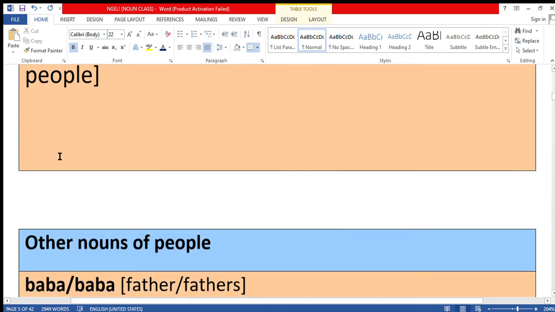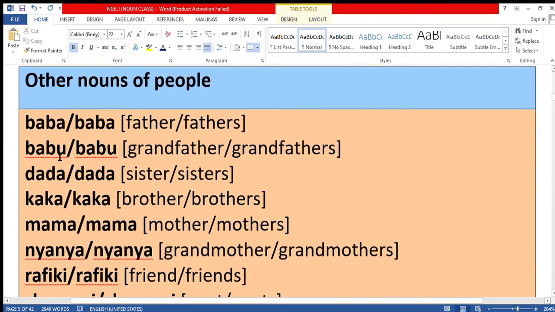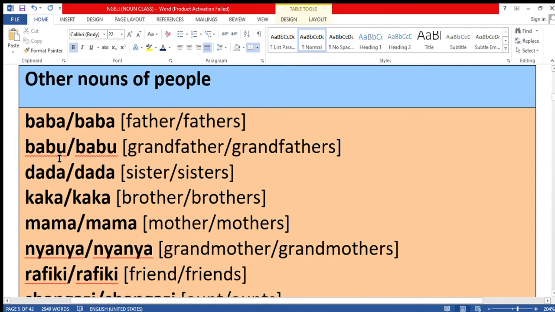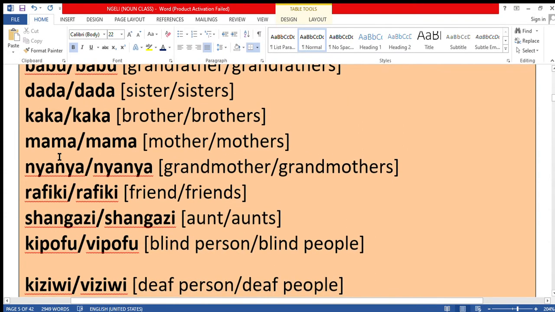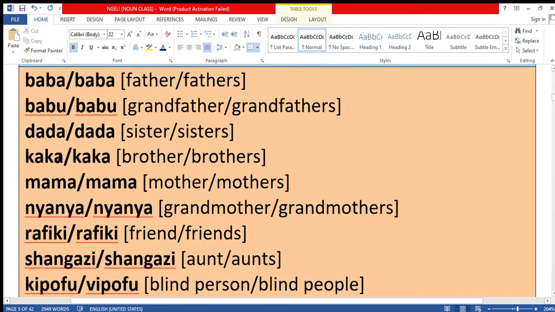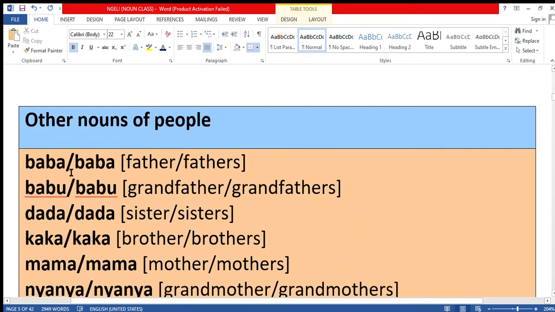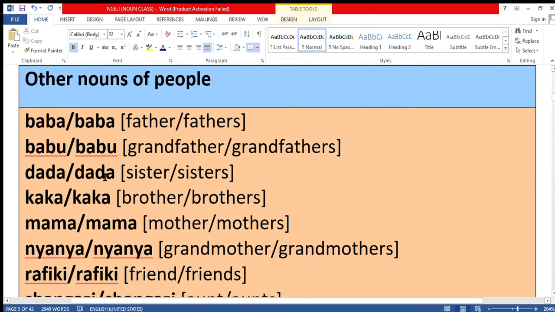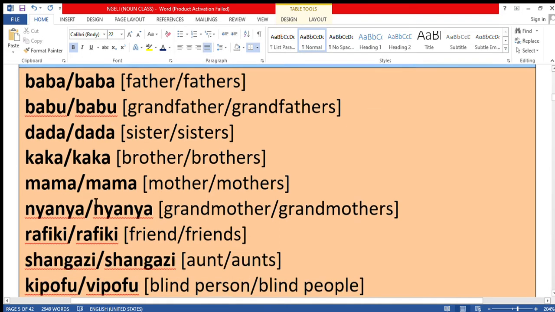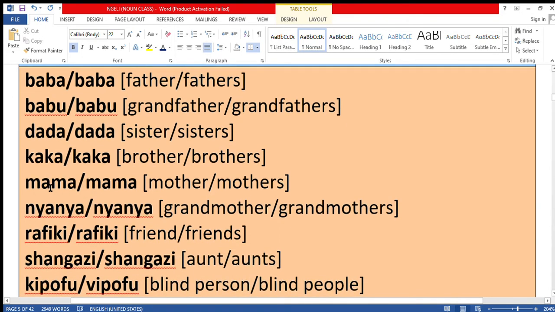Sawa? So for other nouns of people, mostly they don't have plural forms. Some have, some don't. Like baba, father. Baba just remains baba. Babu, dada, kaka, mama.